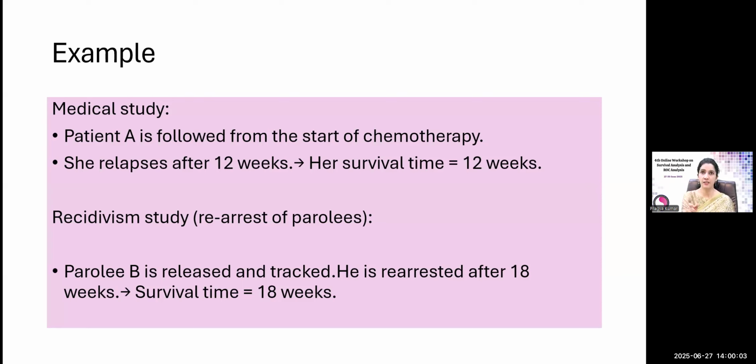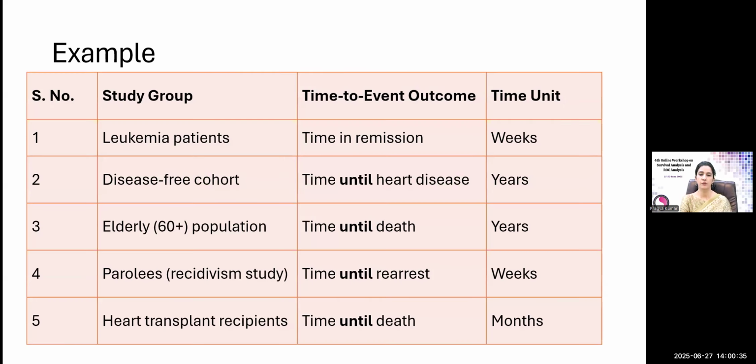Again, if it is a recidivism study, this is an example I have taken from Kleinbaum because he has given this example. He says it is done in other social sciences also, like rearrests of parolees. So if a parolee is released and tracked and is rearrested after 18 weeks, his survival time is 18 weeks. That means survival until the rearrest. So this is an example.